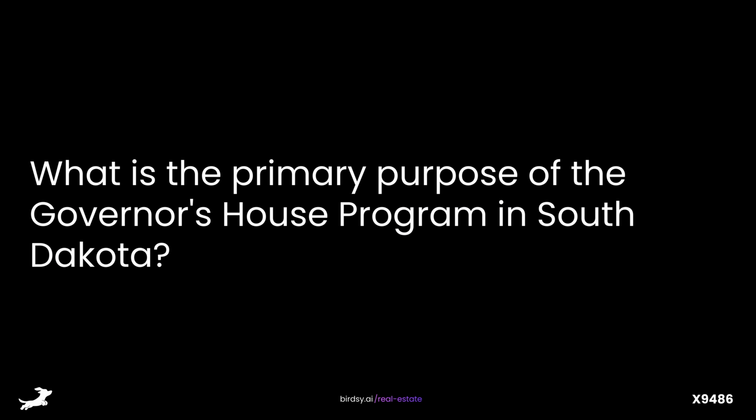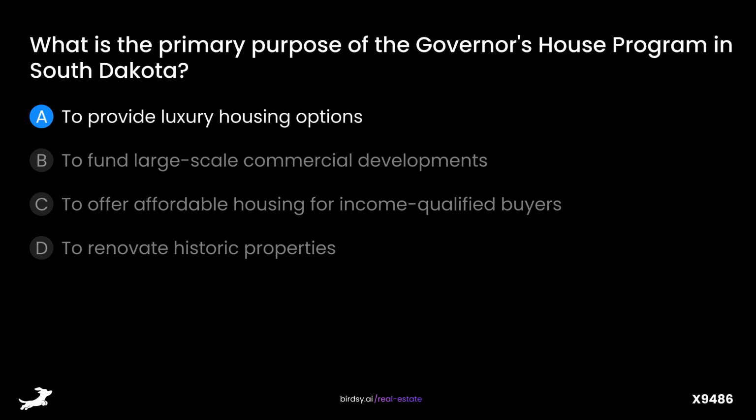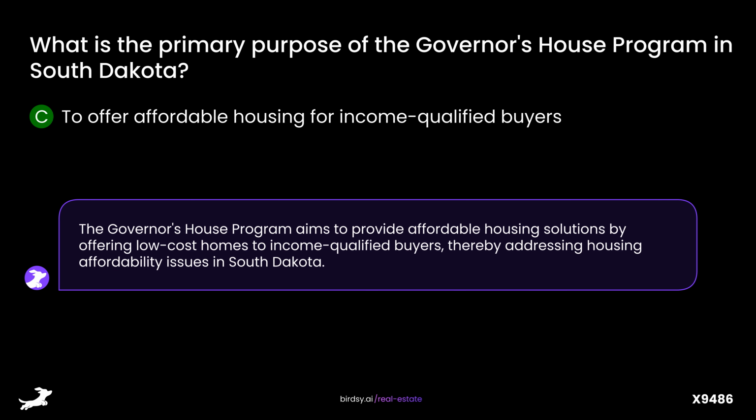What is the primary purpose of the Governor's House program in South Dakota? Is it A, to provide luxury housing options, B, to fund large-scale commercial developments, C, to offer affordable housing for income-qualified buyers, or D, to renovate historic properties? The answer is C, to offer affordable housing for income-qualified buyers. The Governor's House program aims to provide affordable housing solutions by offering low-cost homes to income-qualified buyers, thereby addressing housing affordability issues in South Dakota.